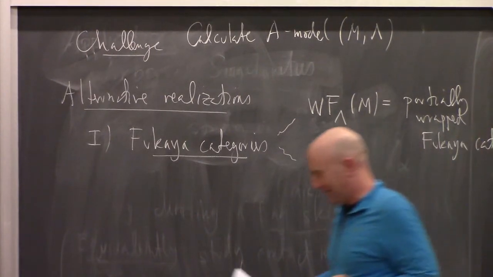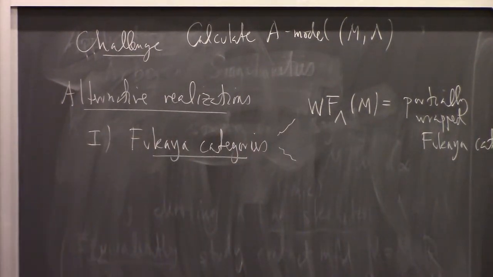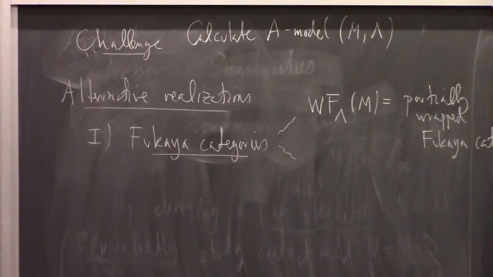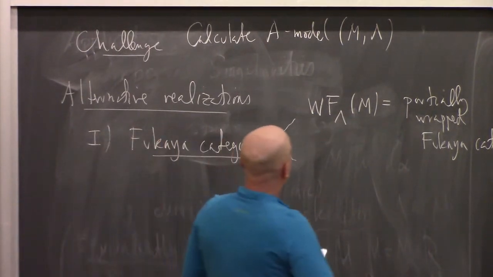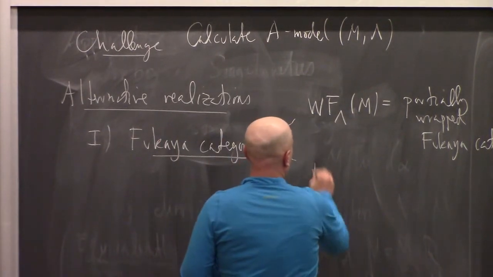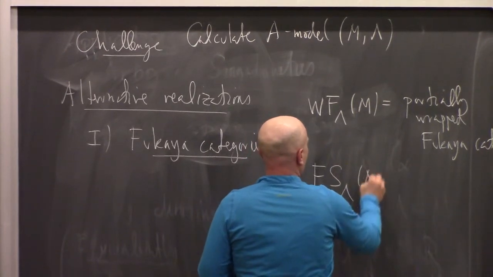So it's not, well, okay. One of my goals is that I don't really understand how to think about these things very well, and so one of my goals when I got interested in this was to find alternative ways to think about these things. Okay, so the other is what you might call the Fukaya-Seidel category of M.